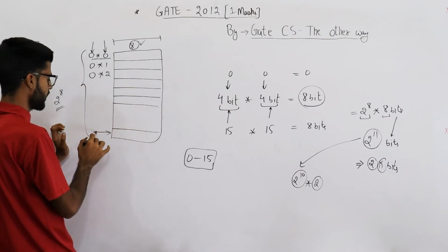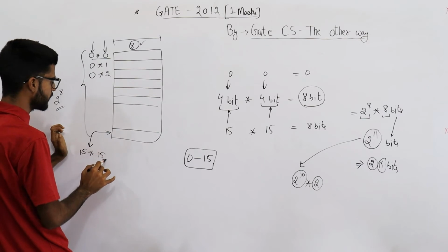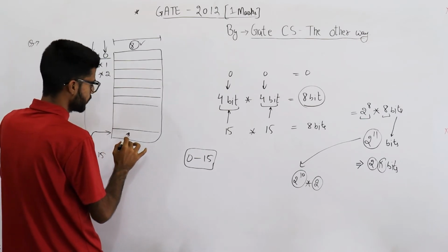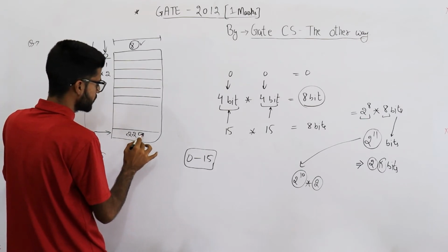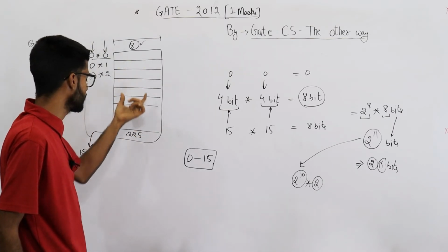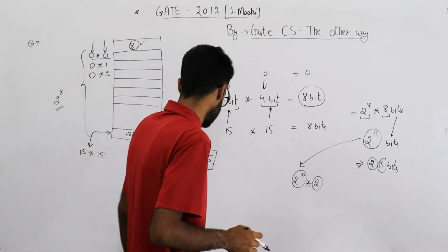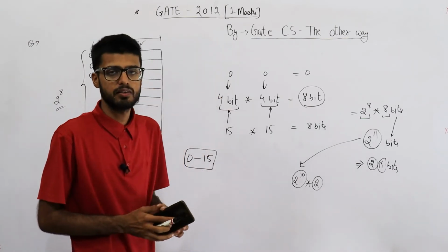For example, this last location will be 15 into 15. The product is going to be 225. So here we will be saving 225. These are the actual answers. We need not use our CPU here. Okay. Now let's see a similar question from 2004.